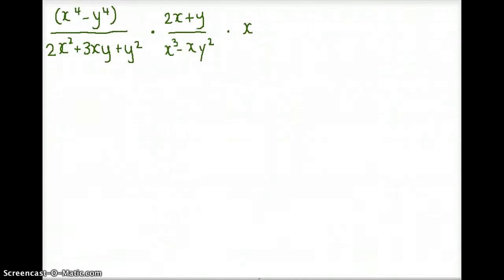So the next question. So first we're going to factor everything. So for this part, it's the same rule as the a squared minus b squared thing we did before. So we get x squared plus y squared, x squared minus y squared.